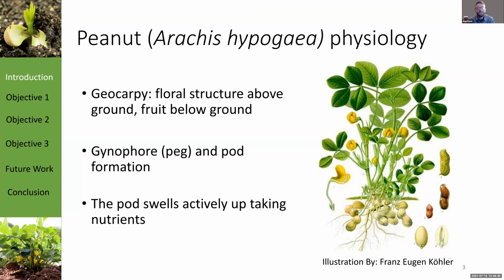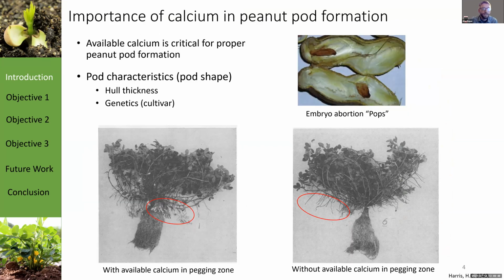nutrients is calcium. So as many of you know, calcium is critical for peanut pod formation, and this information has been well studied, known from the 1940s as well, with this early study that showed here with available calcium, you have proper pod formation, but without, only the pegs form and no pods are actually able to form. So without calcium, you get embryo abortion or pops, which is shown in this picture above. Termination of the pod expansion, reduction in yield, increased disease susceptibility, and lower overall seed quality.